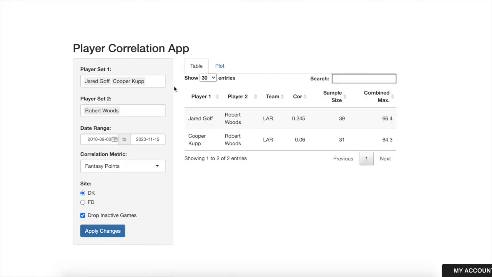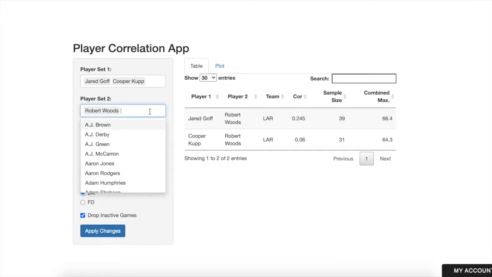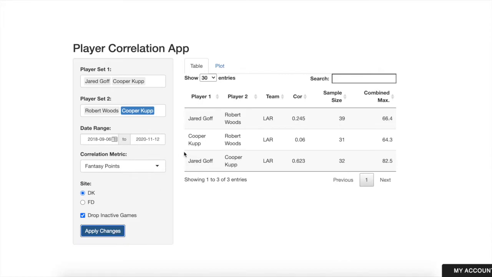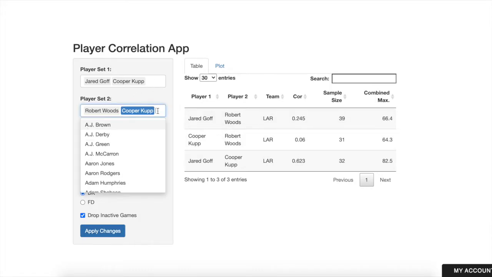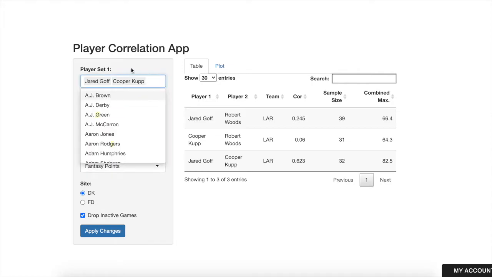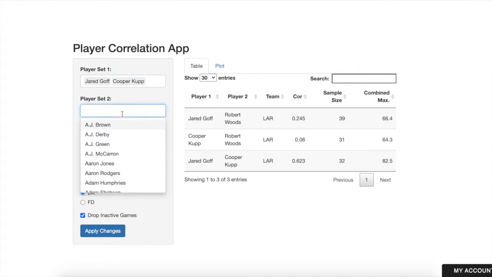There's a number of different sets that we can look at. Like I've mentioned, we can compare multiple sets of players, and by typing in multiple players in each set, we will get the correlation of all crosses or combinations of those players. We can also look not at specific players, but at groups or units of players.